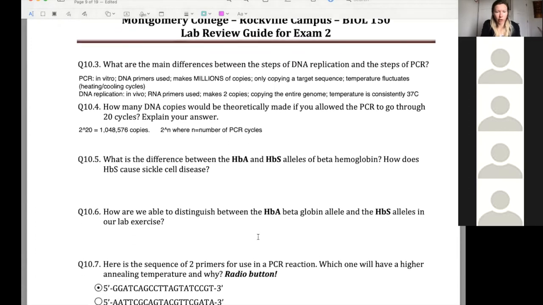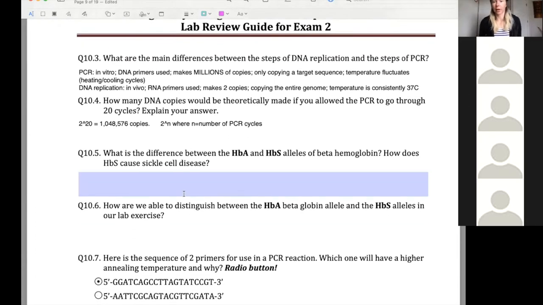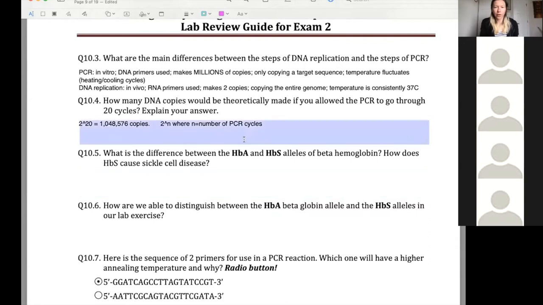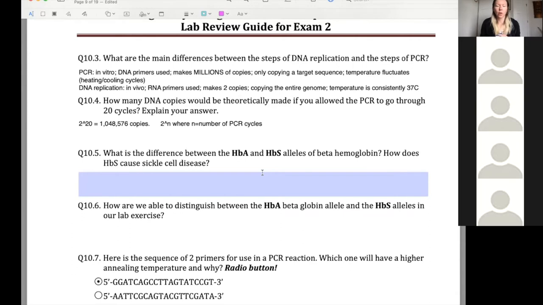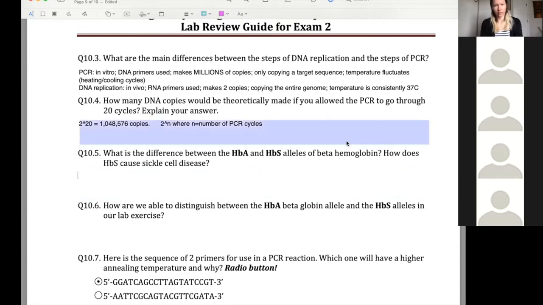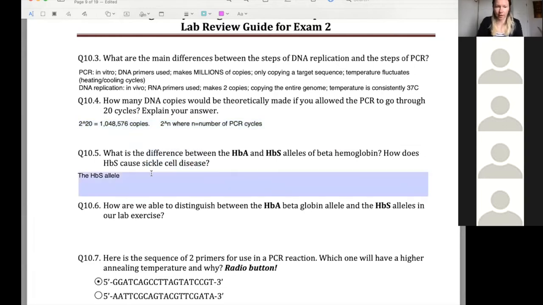All right, the next few questions we're talking about that hemoglobin allele. So we're looking at the hemoglobin allele, the wild type, and then the dysfunctional one, which is the HBS allele. So we had two different alleles, and what was the difference between these alleles? One of them had a mutation for sickle cell. Yeah, what kind of mutation was it though? Right, the mutation caused sickle cell disease. But the mutation itself, we're talking about a difference in the DNA sequence, right? So what was that difference?